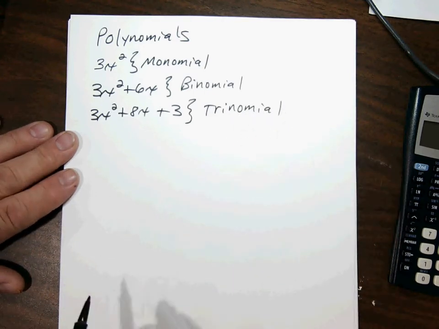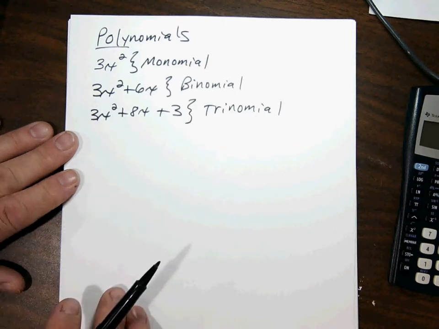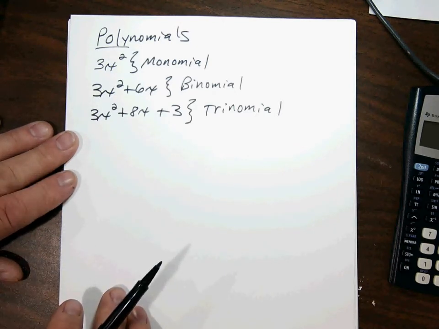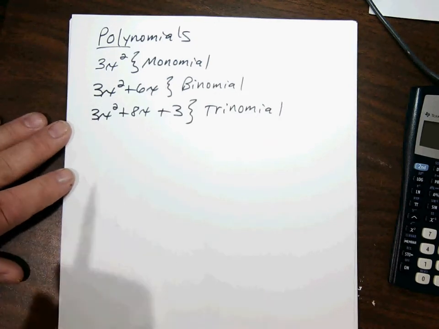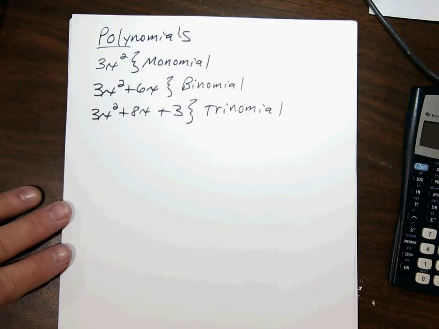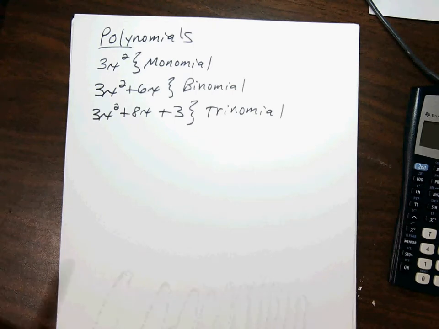Those are special cases. Poly is a catch-all. I think it means many. Greek or Latin. Greek, I think. Means many. So all of these, even the first one, we could still call a polynomial if we wanted to. So let's add and subtract these polynomials. Now, we've really done some of this before. We just didn't use those words. We called it combining like terms.